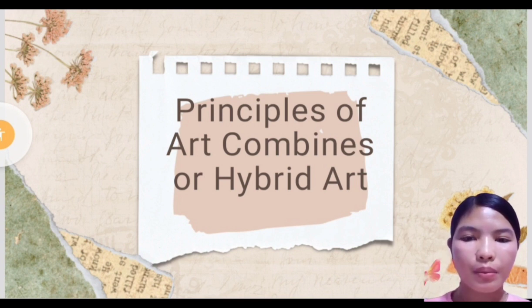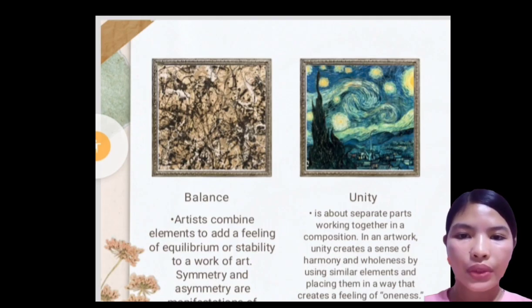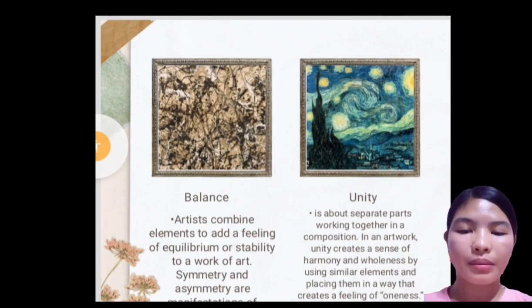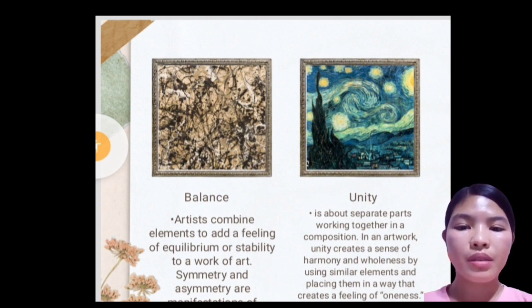These are the examples of principles of art combined or hybrid arts. First is unity and balance. Unity and balance ensure that an artwork feels complete, cohesive, and visually appealing.